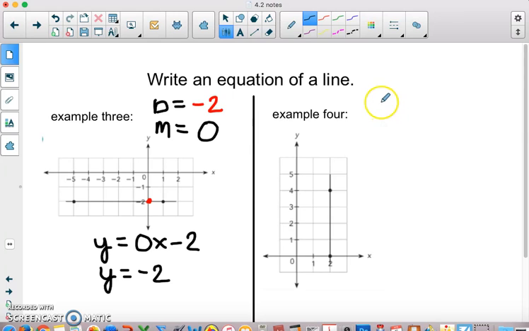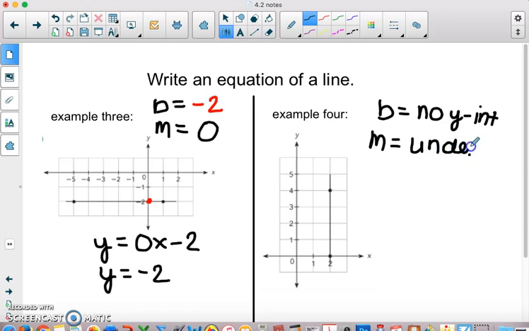And example 4. Now I'm looking, there is nowhere that the line crosses the y-axis, so we have no y-intercept. And we have a vertical line, so our slope is undefined. So how can I write this equation of a line if I don't have a y-intercept and a slope? Well, I do have an x-intercept.